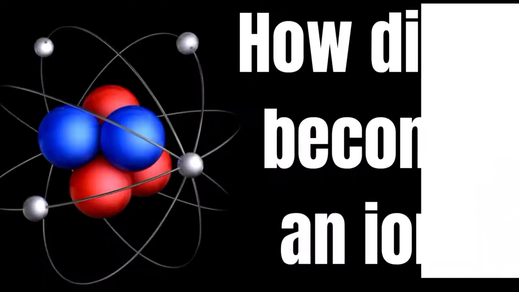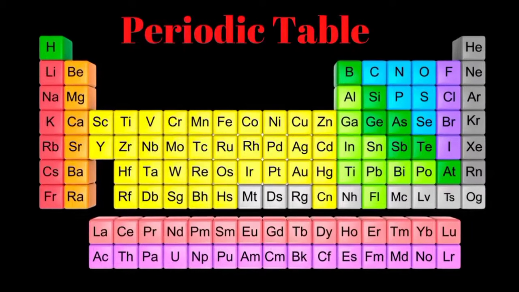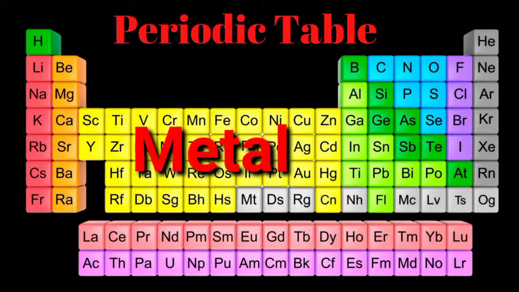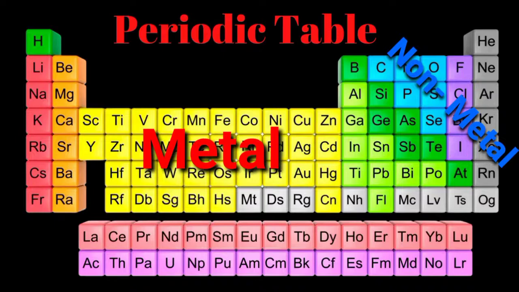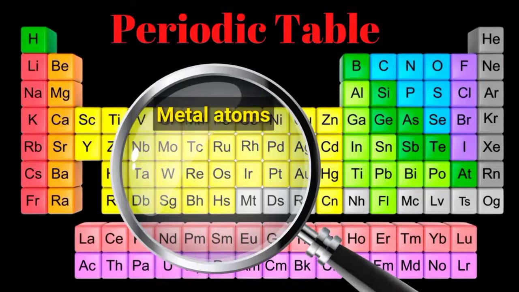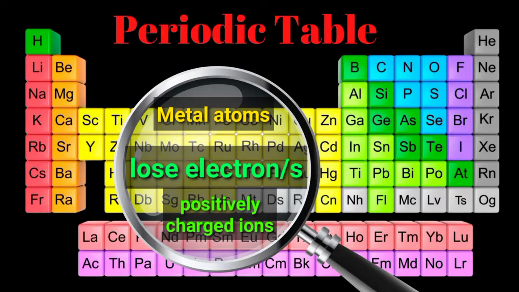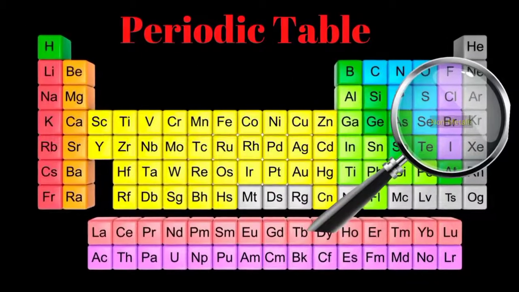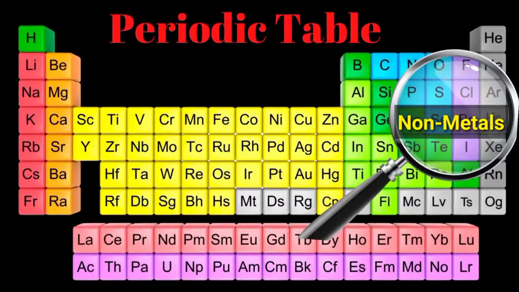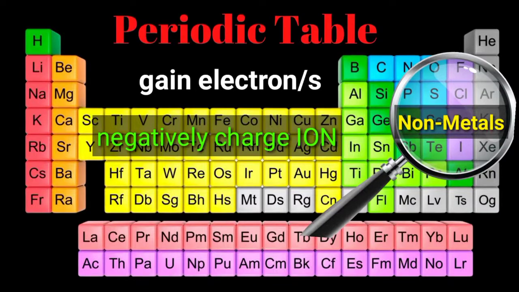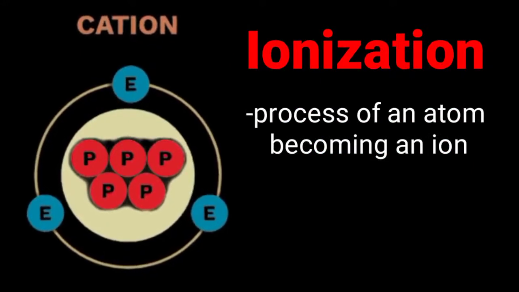How does an atom become an ion? Let's take a look at the periodic table of elements. Metal atoms and non-metal atoms go in opposite directions when they ionize. Metal atoms lose the electron or electrons in their highest energy level and become positively charged ions, while non-metal atoms gain an electron or electrons from another atom to become negatively charged ions. The process of an atom becoming an ion is called ionization.